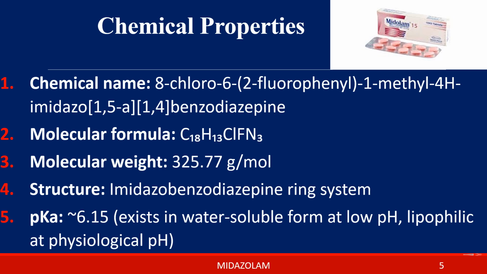4. Structure. Imidazobenzodiazepine ring system, describes the chemical structure type of midazolam. 5. pKa. Approximately 6.15, this affects solubility. At low pH midazolam is water-soluble, at physiological pH it becomes more lipophilic, which helps cross biological membranes.